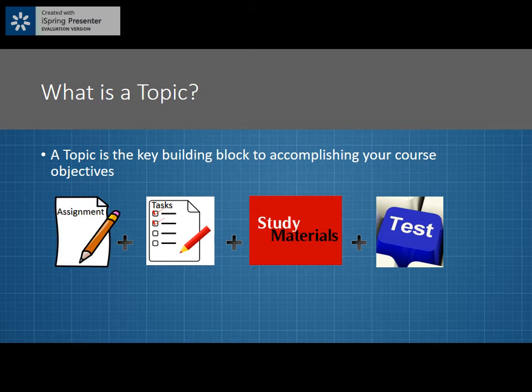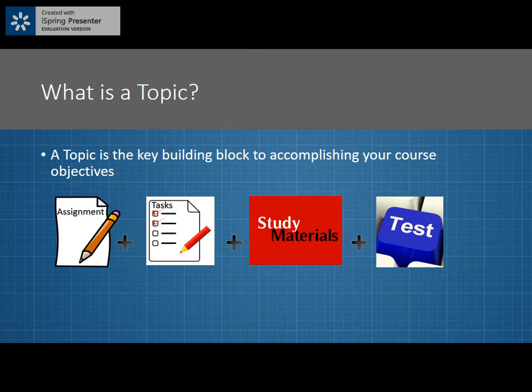Each topic accomplishes a single learning objective, but it may accomplish one or more prerequisite objectives. A topic is made up of the following: the assignment, plus all of the tasks or activities associated with that assignment, plus all of the ancillary materials required to complete those tasks and that assignment, plus a test by which students and teachers can gauge student success in acquiring the necessary knowledge and skills.